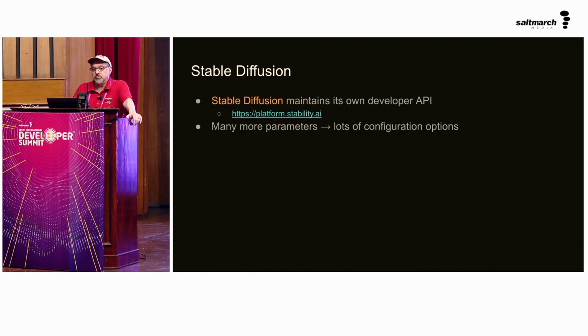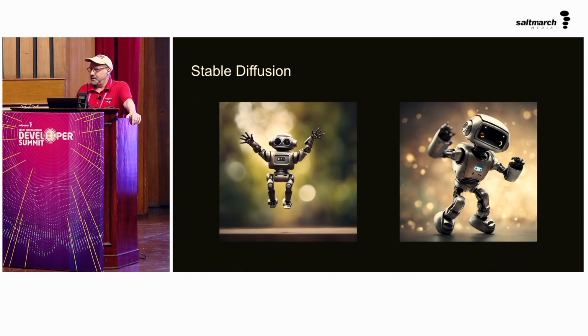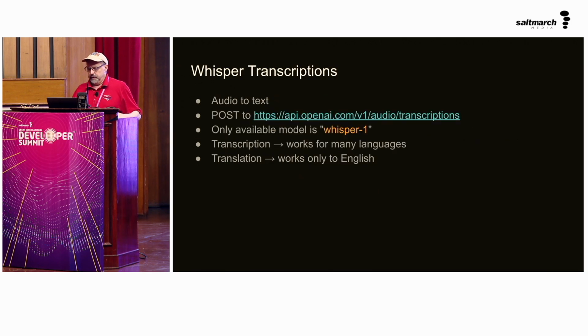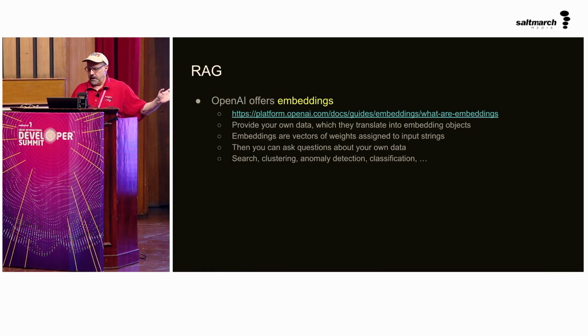Stable Diffusion has its own API. I've got examples of that in there as well. They tend to look a little better, you know. Whisper audio to text, I already told you about. Remember, you'd have to limit yourself to 25 megs, but I've got a splitter in there and the transcriptions, and I'll talk about RAG more tomorrow.